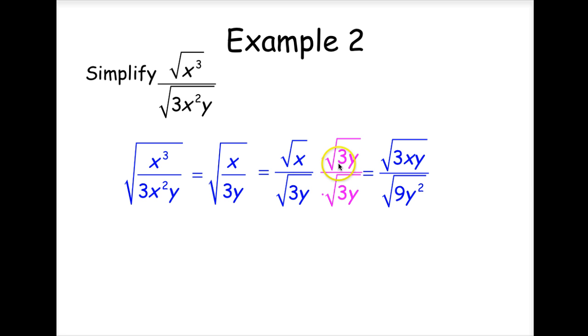That will leave us under the radical 3xy. And down here, 9y squared, which is 3y. So square root of 3xy over 3y.